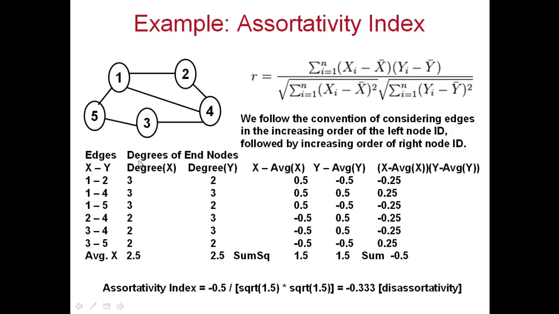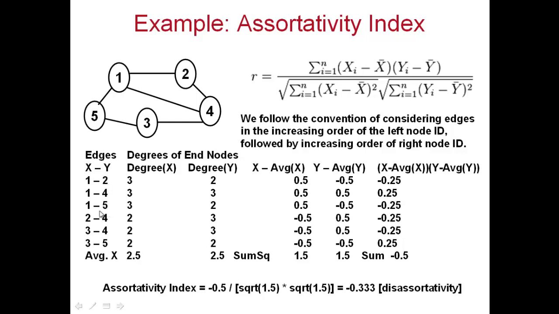Given a graph like this, write down the edges in the graph. You could write them in any direction, any way, but we will follow this convention. The 2 end vertices of the edges will follow the convention of writing the lower ID vertex first, followed by the higher ID vertex. So we'll write it as, for node 1: 1, 2; 1, 4; followed by 1, 5. For node 1, these are the other end vertices of the edges associated with node 1, and we write them in increasing order.